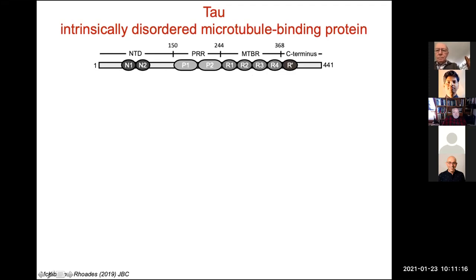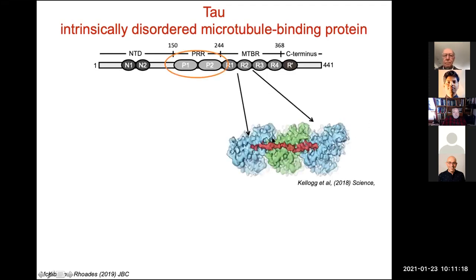So you also saw, I think last week, Mei mentioned this structure from the Nogales group, which was sort of a technical feat in that they were able to actually resolve tau bound along the surface of a microtubule. You can see that they looked at primarily these R2 and R1 domains, and you can see that it stretches out across the microtubule lattice. We were also interested in how tau binds to microtubules and tubulin. The reason I'm talking about this is because I think it illustrates the challenges we have in understanding function of these disordered proteins.